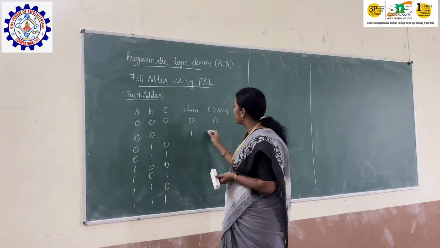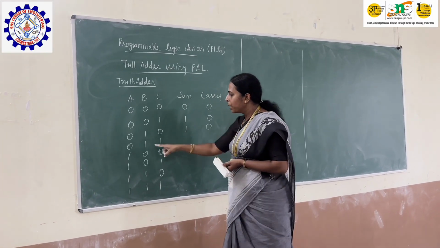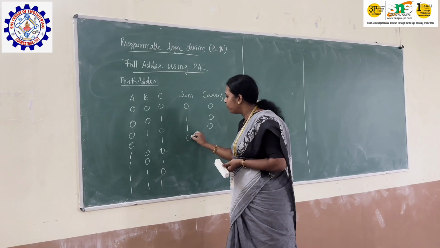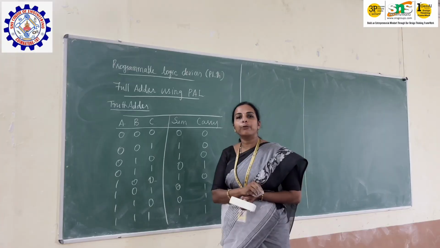The sum and carry will be 0, 0 here. Here it will be 1 and 0. Here again 1 sum and carry. So when we add 1 and 1, the sum will be 0 and carry will be 1. This is the truth table for the full adder.